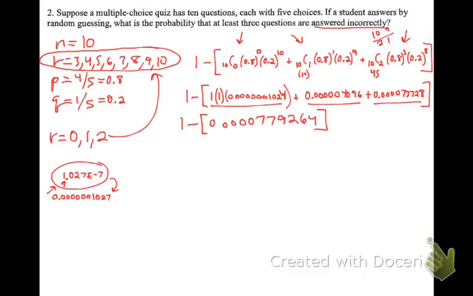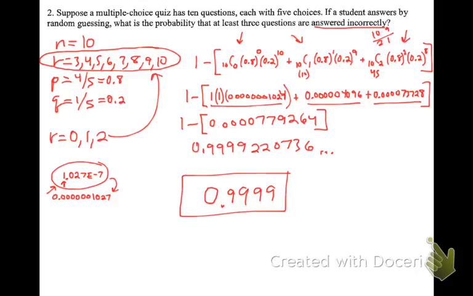So subtract that from 1, you get 0.99992200736. And it's probably more decimal places than that, but that's all our calculator can say. Which means, and probabilities, by the way, are usually rounded to 4 decimal places, so the probability that we have at least 3 questions answered incorrectly is 0.9999. Phew, that was a lot. Pause the video, write down anything you need to before moving on.